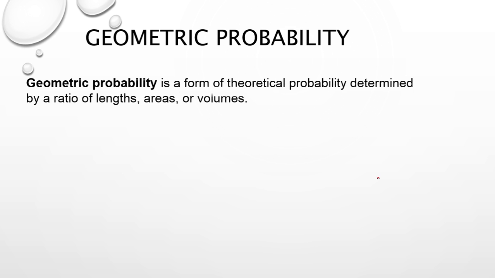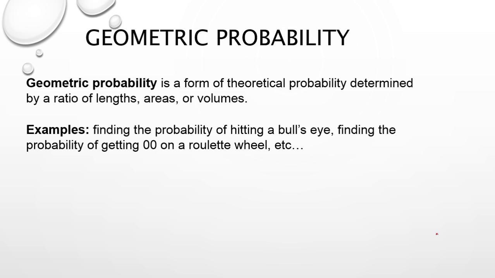Alright, geometric probability. So it's basically everything we've done before, except for this time we include shapes in them. Alright, so geometric probability is a form of theoretical probability determined by the ratio of lengths, areas, or volumes. So this goes back to your geometry class, so hopefully you remember how to find a volume of something, or area, and whatnot. So here are some examples of geometric probability that you might not do in your daily life, but there are people who do it.